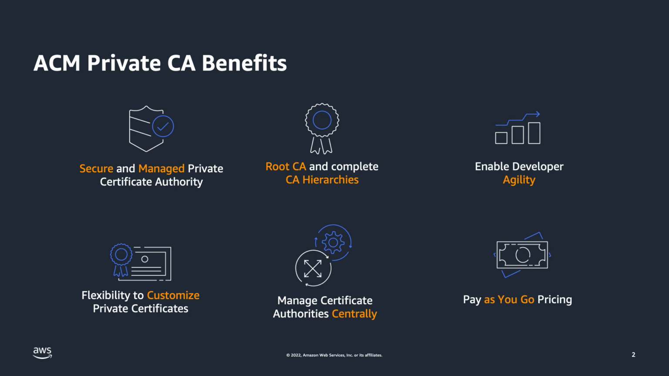Managing a public key infrastructure in your own data center can be expensive and requires a high level of technical expertise. With ACM Private CA, AWS manages the infrastructure on your behalf and greatly reduces the complexity involved in managing private certificates. Okay, now let's take a look at how this works in the AWS console.